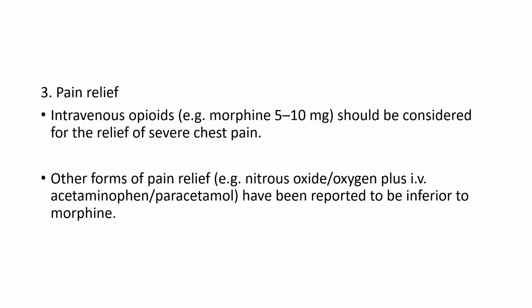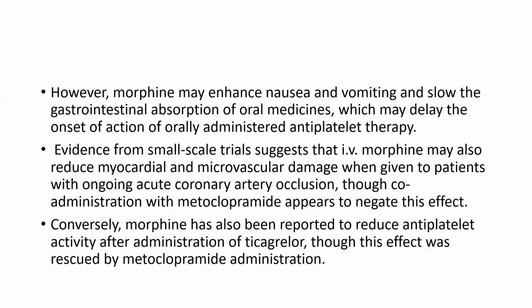For pain relief, intravenous opioids, that is morphine 5 to 10 mg, should be considered for relief of severe chest pain. Other forms of pain relief, that is nitrous oxide, or oxygen plus IV acetaminophen, paracetamol, have been reported to be inferior to morphine. However, morphine may enhance nausea and vomiting and slows the gastrointestinal absorption of oral medicine, which may delay the onset of action of orally administered antiplatelet therapy.